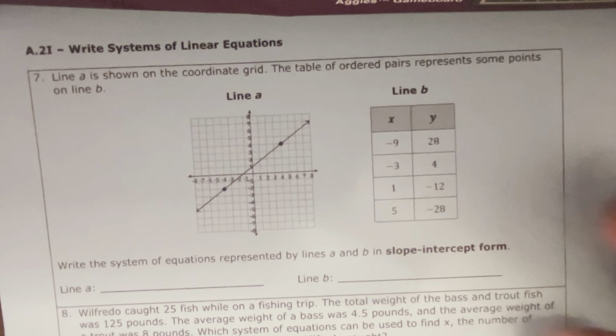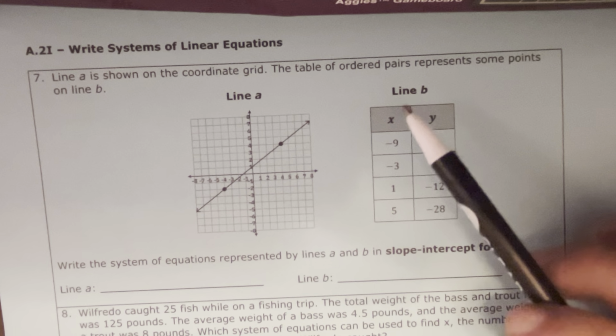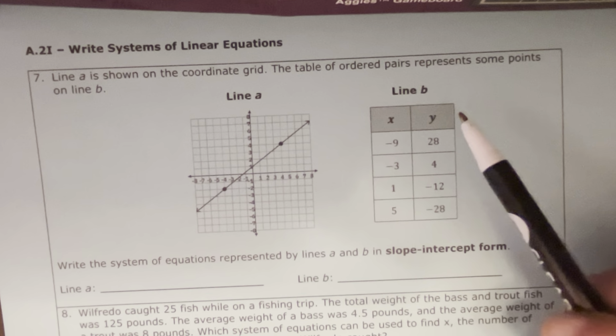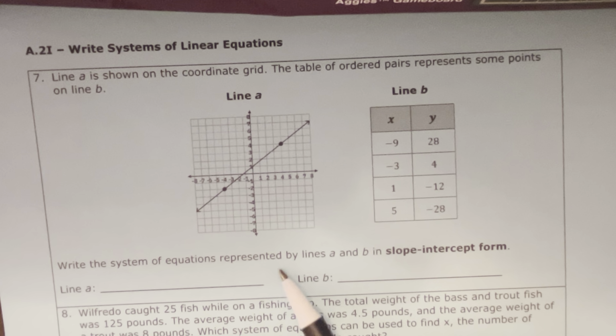All right, going on to the next page, number 7. Line A is shown on the coordinate grid. The table of ordered pairs represents some points on line B. So we've got line A and line B. Write the system of equations represented by lines A and B in slope-intercept form.